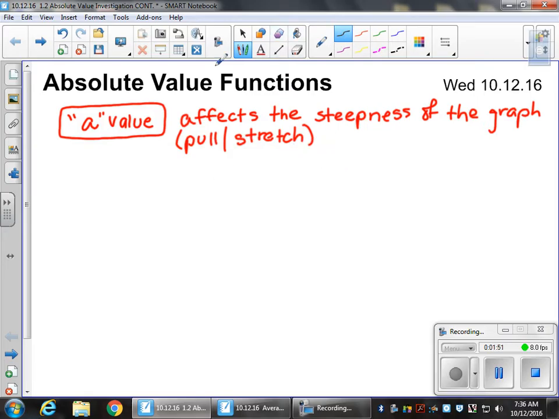Now, some characteristics associated with A. If the absolute value of A is between 0 and 1, the graph will be more wide. If the absolute value of A is greater than 1, more narrow.